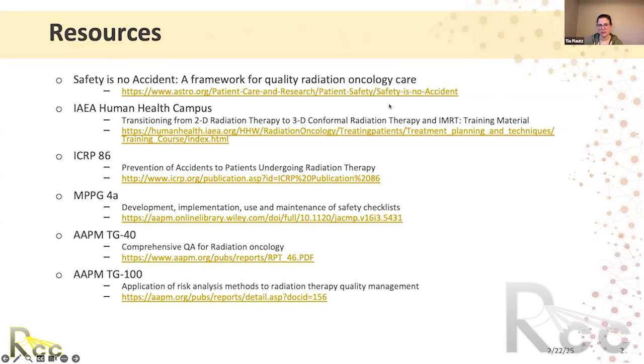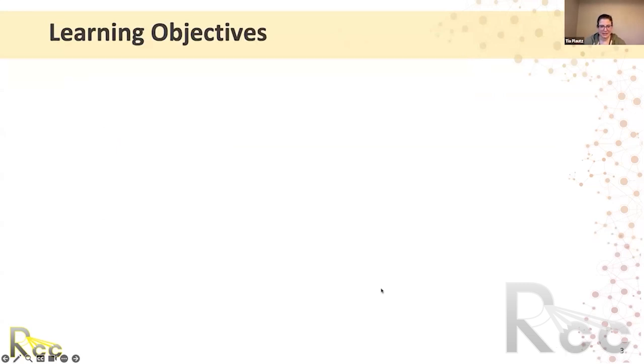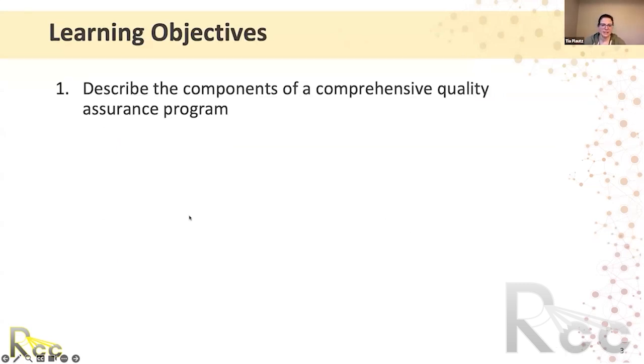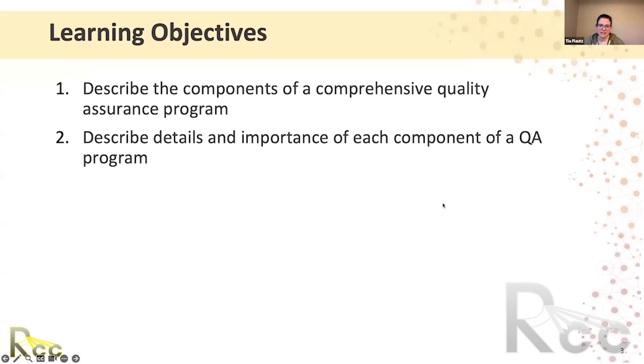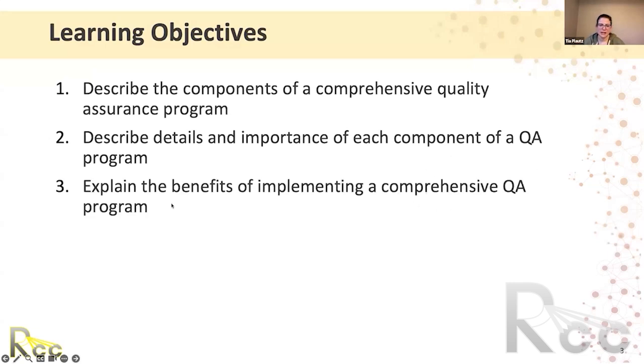It's really accessible, and a lot of my lecture today is going to be pulled from that document and condensed for you, so definitely go and download that as soon as you can. Today, our learning objectives are to describe the components of a comprehensive quality assurance program, to describe the details and the importance of each component of a QA program, and to explain the benefits of implementing a comprehensive QA program in your own clinic.